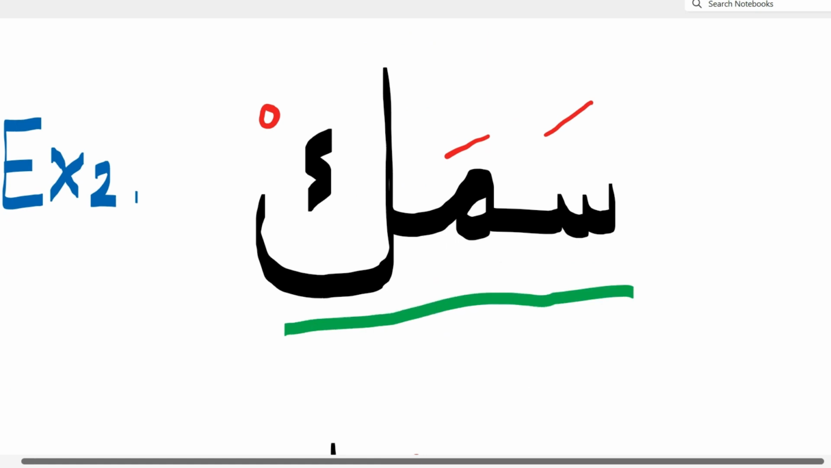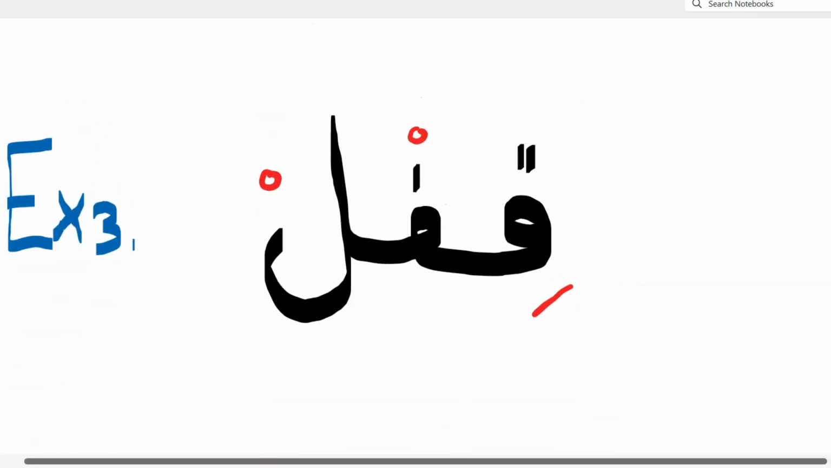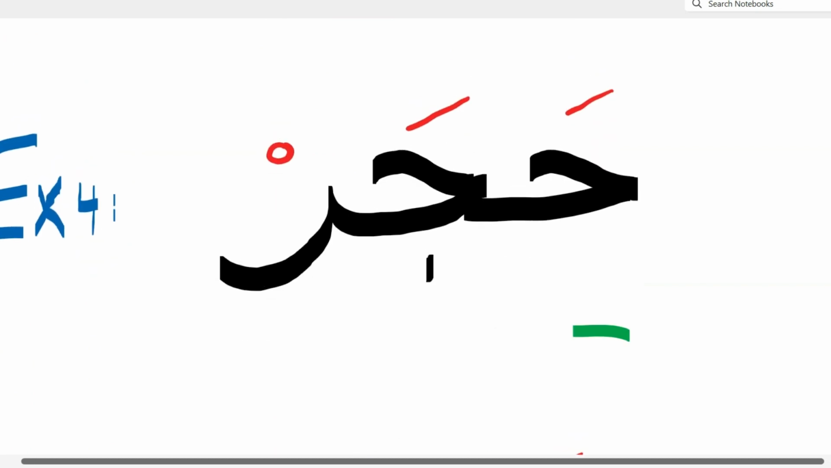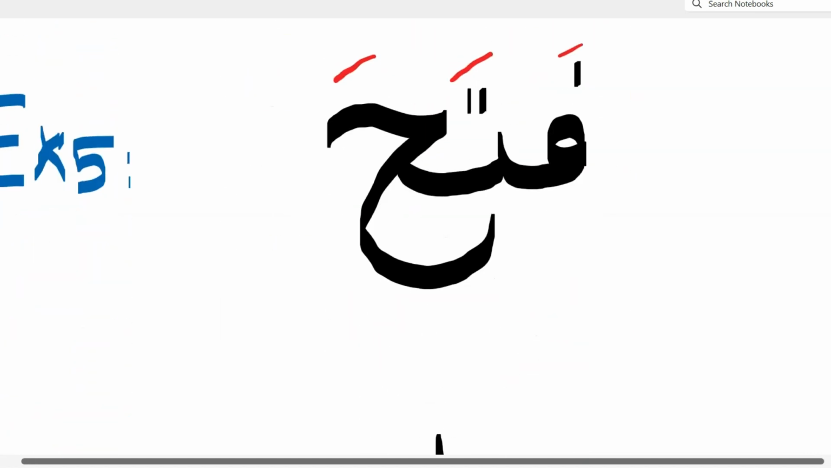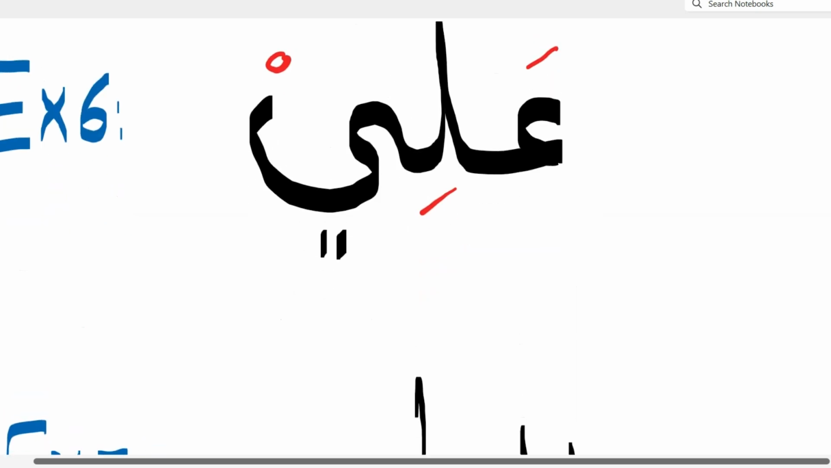Samak, which means fish. Qufl, which means a lock. Hajar means a rock. Fataha is a verb, means he opened. Ali is a boy's name, Ali.